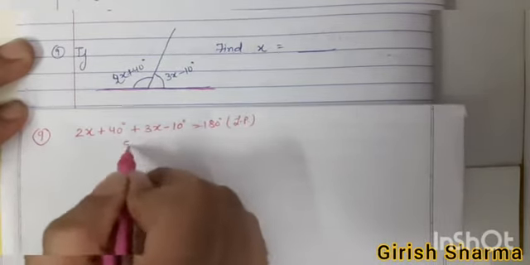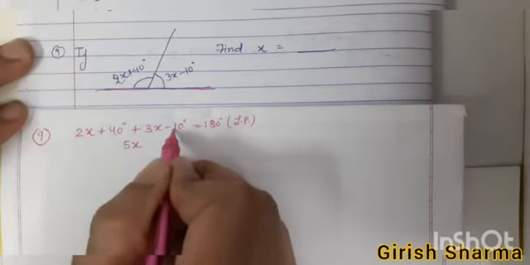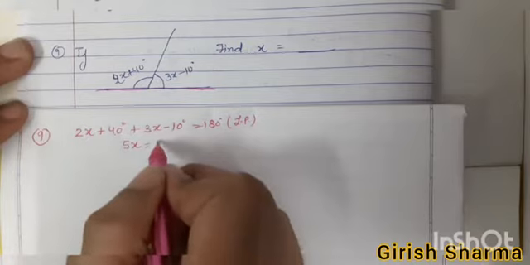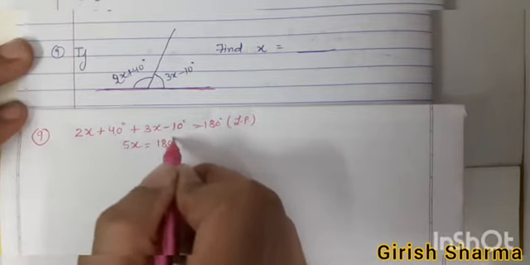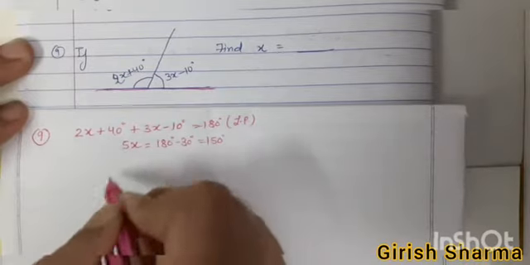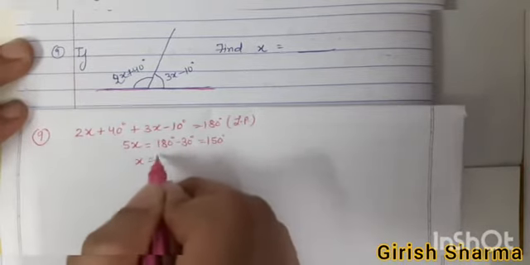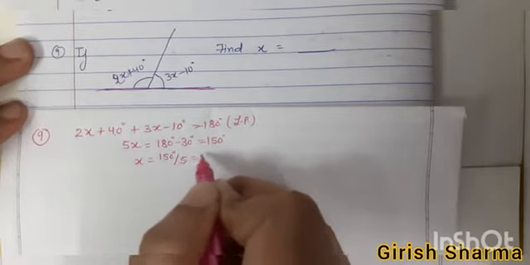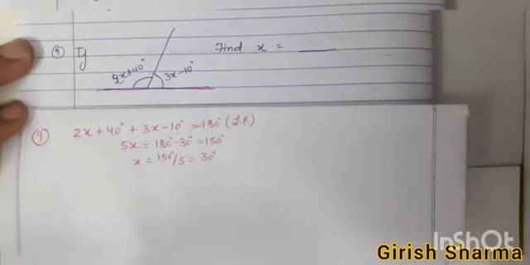3x plus 2x is 5x. 40 minus 10 is 30, plus 30. If I send it there, 180 minus 30 will become 150. Okay, then 150 degrees upon 5, this will be what? 30 degrees. This is your answer.